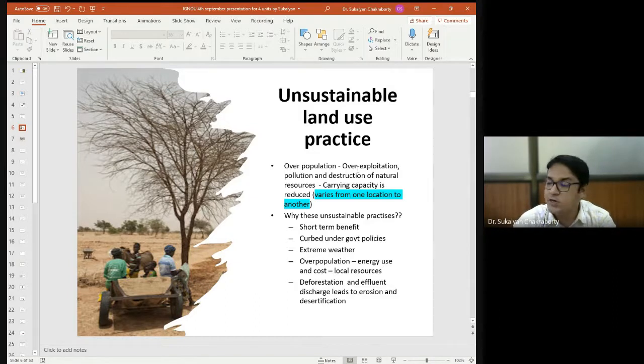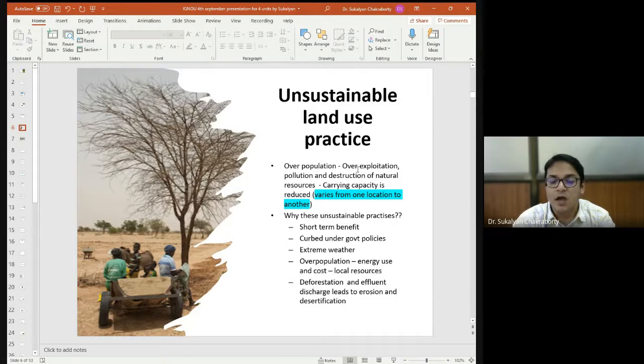Overpopulation. Overpopulation is the basic cause of unsustainable land use practice. Overexploitation. Of course, when there is overpopulation, there would be overexploitation, because the carrying capacity of any ecosystem remains the same. And when the population increases, what happens? They all compete for the same resources. So that leads to overexploitation. Pollution, that is the byproduct of the uses. Destruction of natural resources.